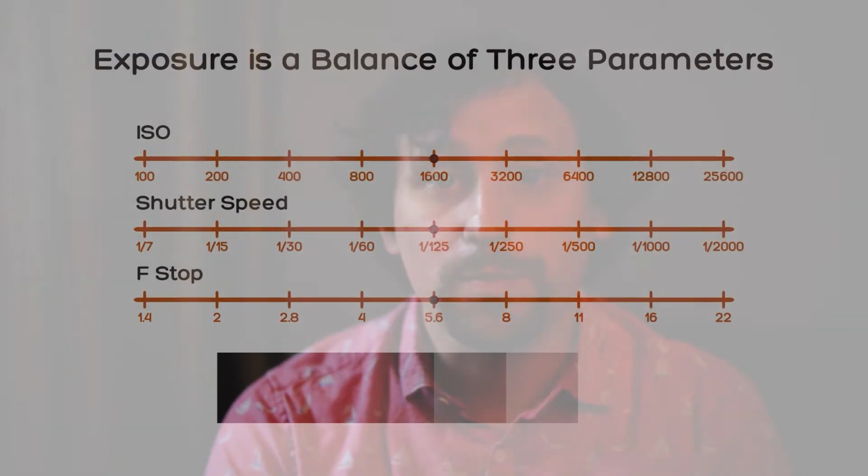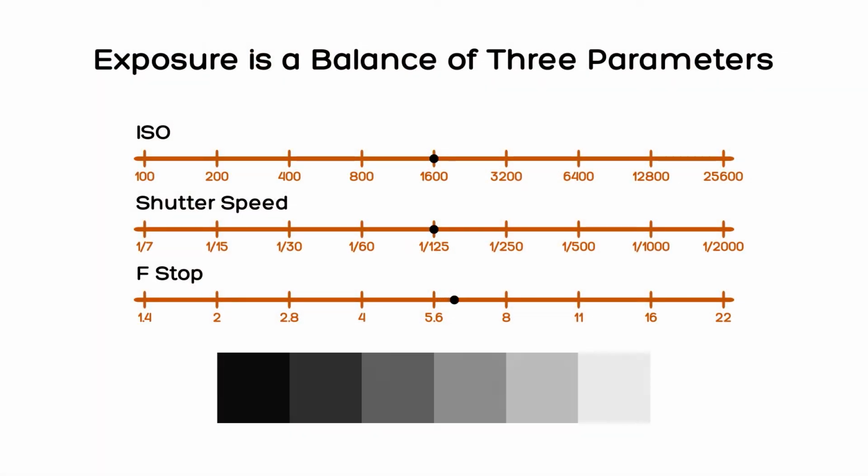Now, if you remember earlier about what the definition of a stop is, that would be increasing the amount of light by 1 stop. So if you were to have a perfectly exposed subject and then you were to increase the amount of light by 1 stop, you would have to compensate by one of the other parameters, whether it be ISO or whether it be shutter speed.